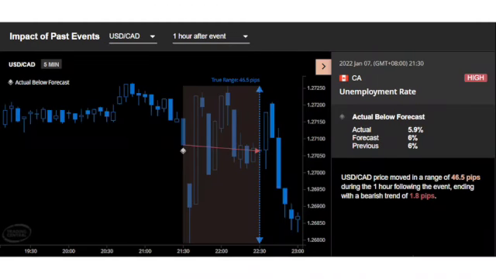To be specific, on the USD CAD, 1 hour after the event. As you can see here, the price of the USD CAD moved in a range of about 46.5 pips, started at this area all the way here. It moved 46.5 pips 1 hour following the event, and it ended a bearish trend of 1.8 pips.